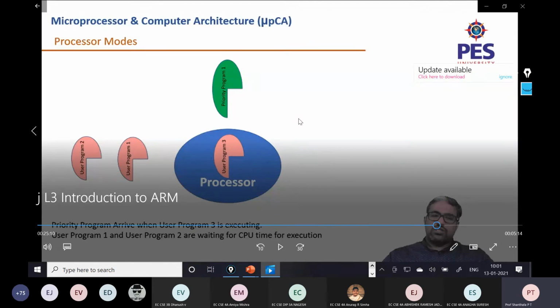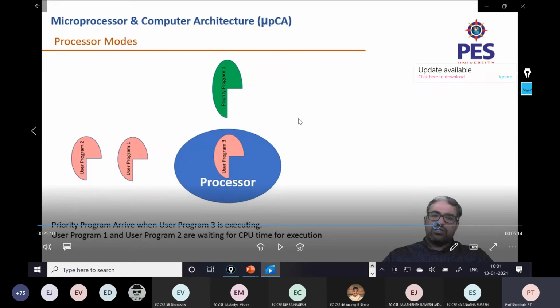Suppose user is executing a program, and suddenly some service has to occur. Some interruption came from the system, so service has to be given from the system immediately. Then our program is going to be interrupted and will go to the interrupt service routine. That is known as a priority program.